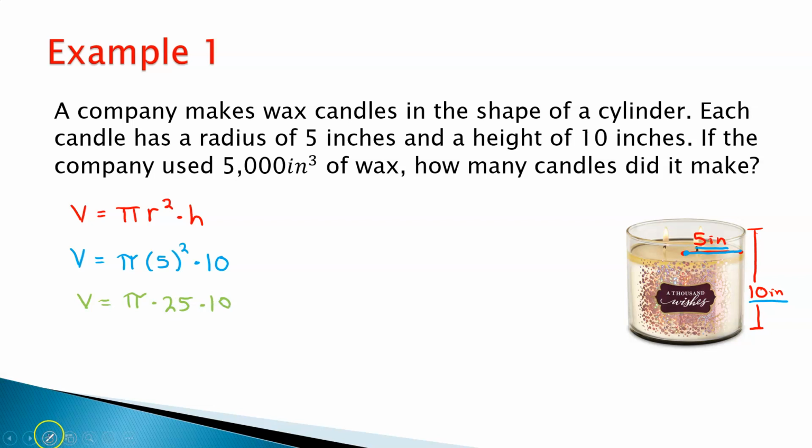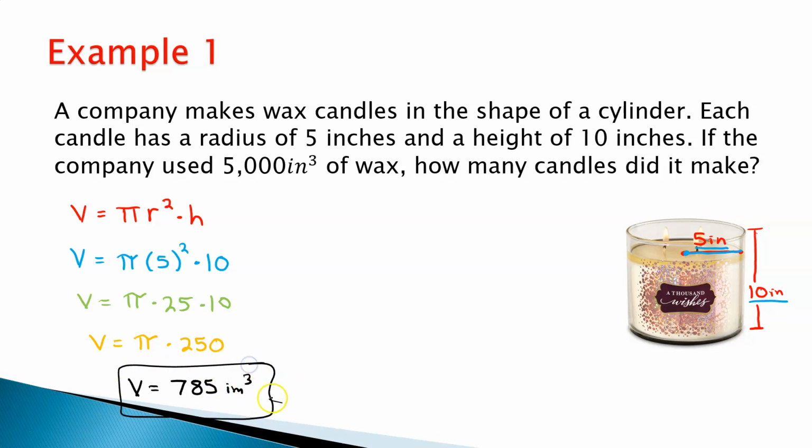Well, let me multiply 25 times 10. Volume is equal to pi times 250. Now the last thing we're going to do here is multiply by pi. We're going to multiply 250 times 3.14. So let me go ahead and do that. 250 on my calculator times 3.14. That gave me a total of 785. And again, this is cubic inches. So here's the deal. This is how much wax one single candle is taking up. It takes 785 cubic inches. And that should be an N right there, not an M.